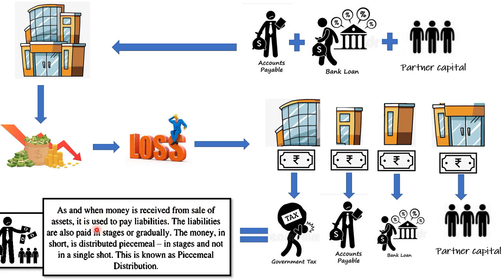So in short, to sum this entire example, we can say that as and when money is received from sale of assets, it is used to pay liabilities. So since the assets are realized, whatever amount you get from selling your asset, that will be used to pay out liabilities. The liabilities are also paid in stages or gradually, so they are not paid at once. The money in short is distributed piecemeal, that is in stages and not in a single shot. So the entire amount is not paid on the spot. Okay, they will be paid part by part, and this is known as piecemeal distribution.